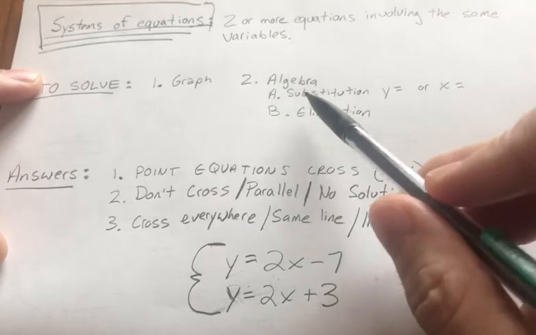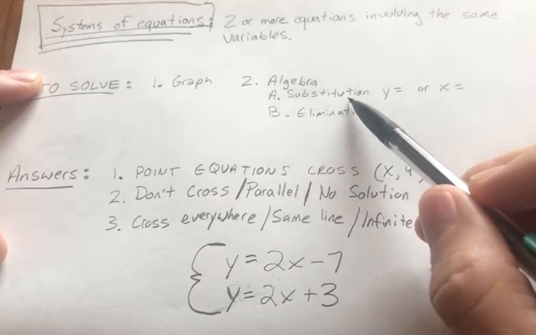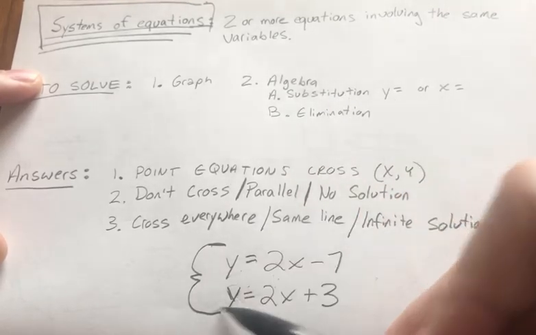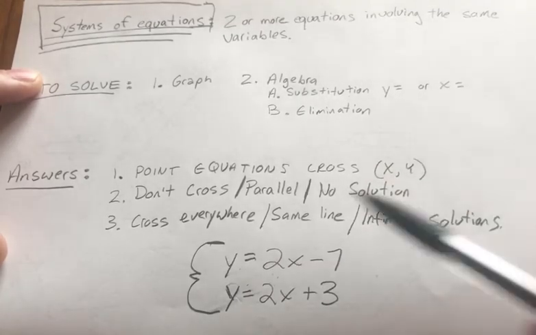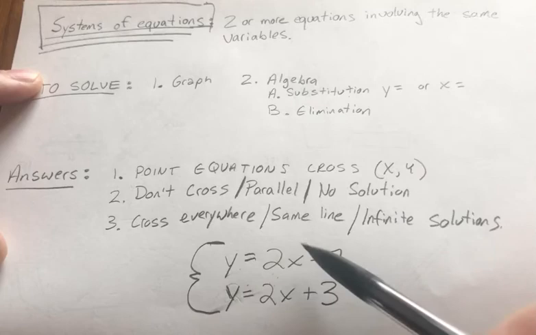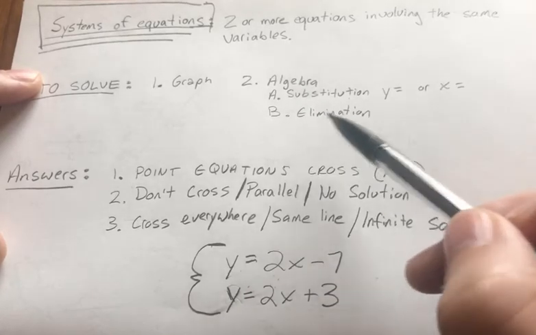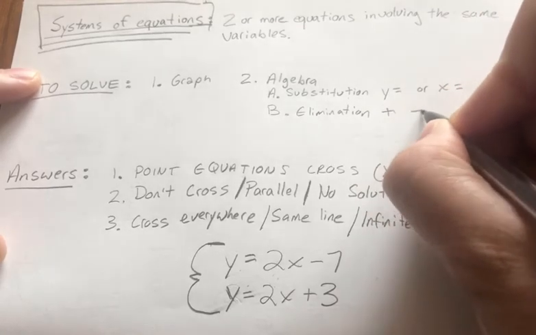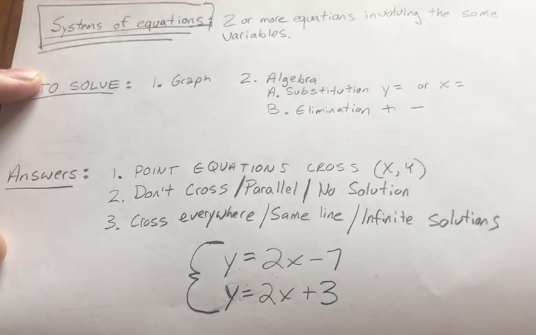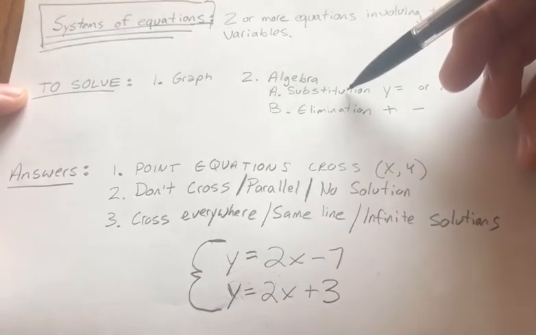One way to solve a system of equations is substitution, by making your equation into a y equal or x equal equation. These are y equal. Or by elimination, which means you add or subtract your two equations together to get rid of all the x's or get rid of all the y's.